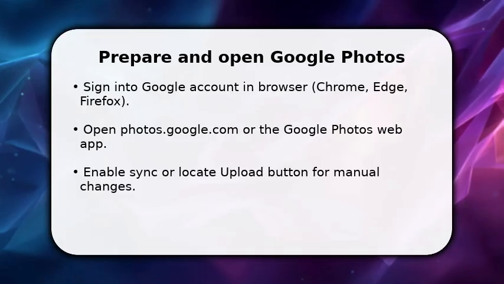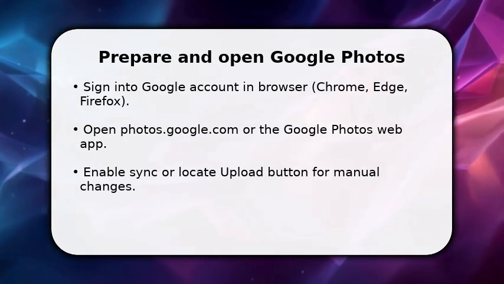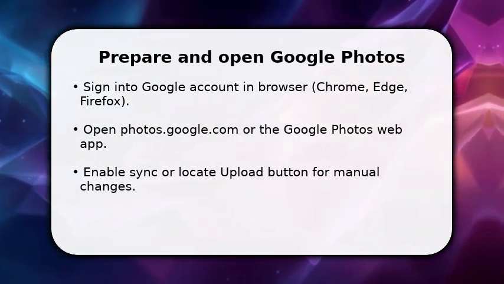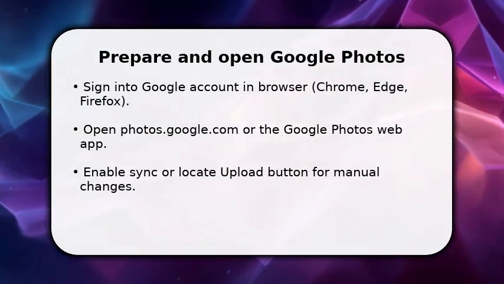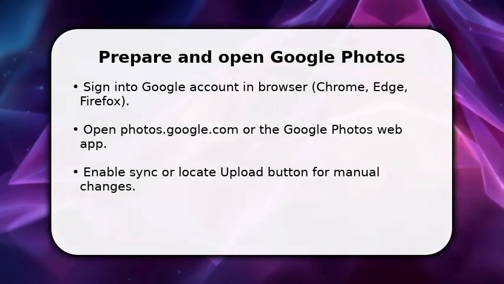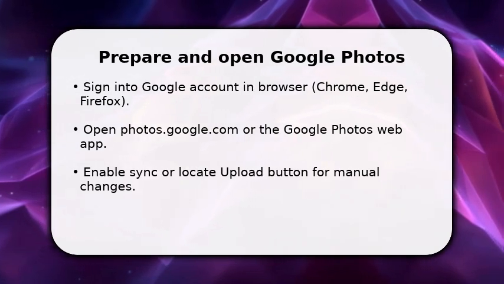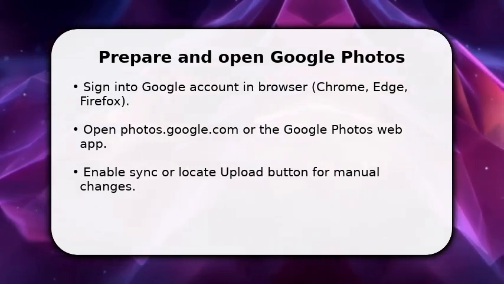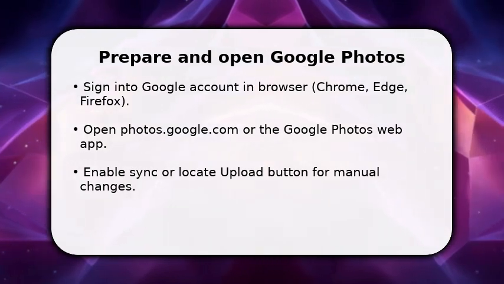Enjoy the video. You'll start by signing into your Google account in a browser so changes save to the cloud. Once signed in, navigate to Google Photos, and let the page load your library. Make sure sync is enabled in your account settings if you want automatic updates. Otherwise, click Upload to add new images manually. This gets you into the editing and organizing interface quickly so you can begin changing photos right away.